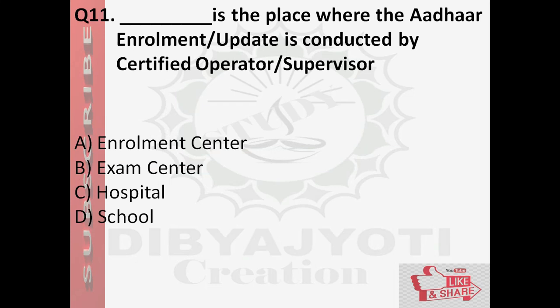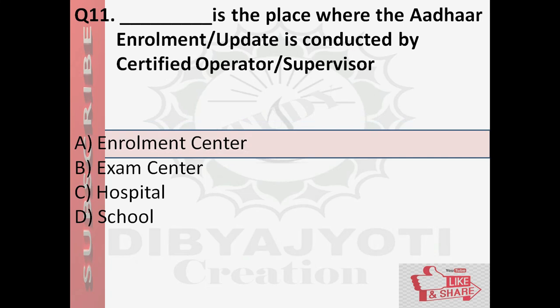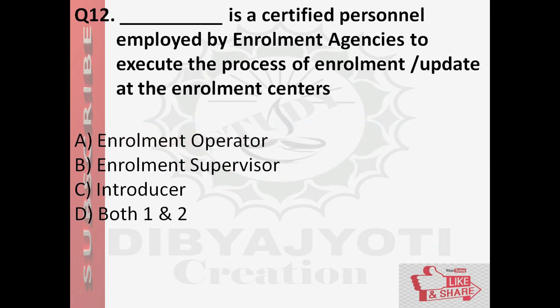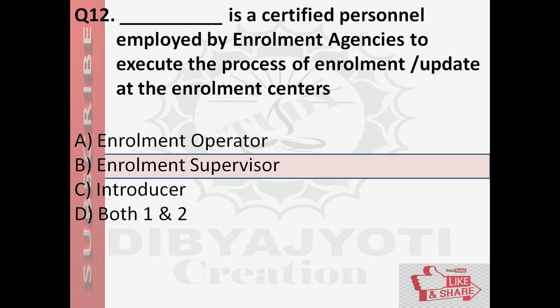The next, what is the place where the Aadhaar enrollment or update is conducted by certified operator or supervisor? Options are option A, enrollment center, option B, exam center, option C, hospital, option D, school. And answer is option A, enrollment center. Next, who is a certified personnel employed by enrollment agencies to execute the process of enrollment or update at the enrollment center? Options are option A, enrollment operator, option B, enrollment supervisor, option C, introducer, option D, both 1 and 2. And answer is option B, enrollment supervisor.